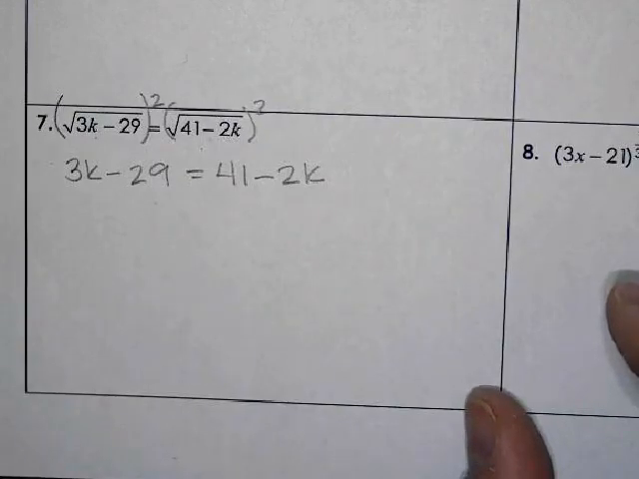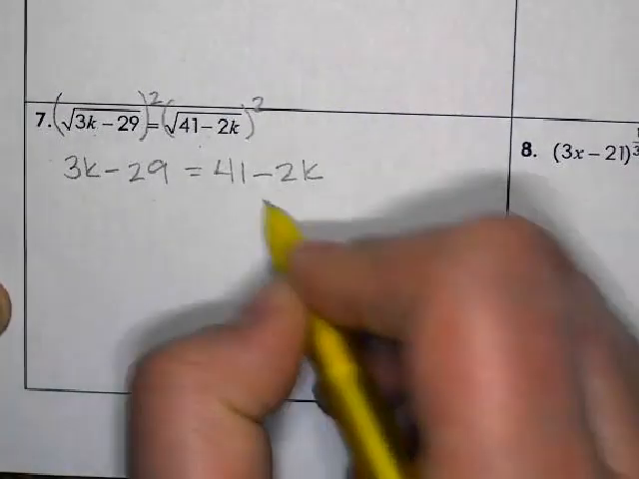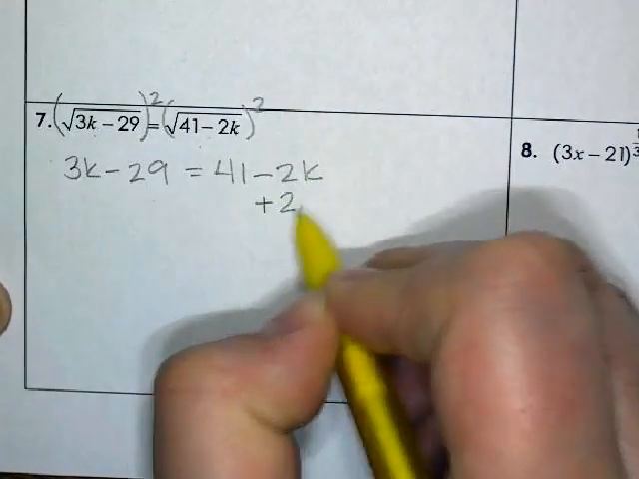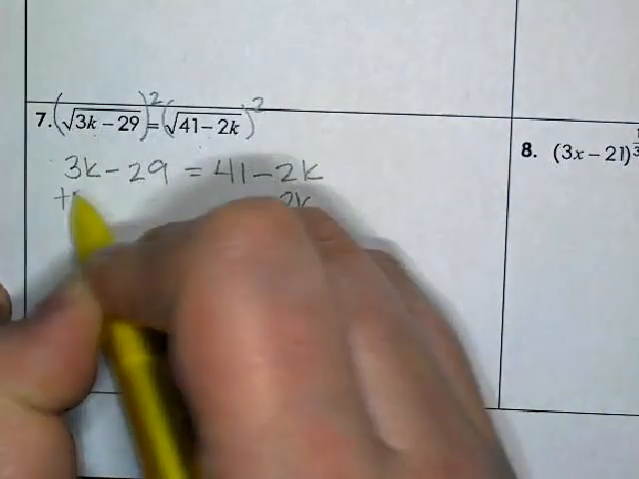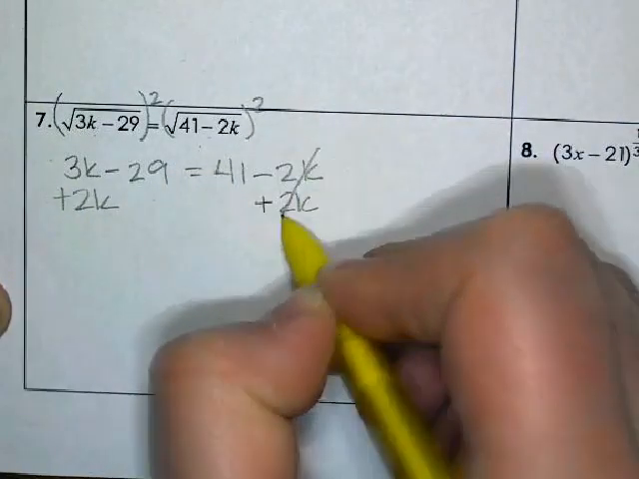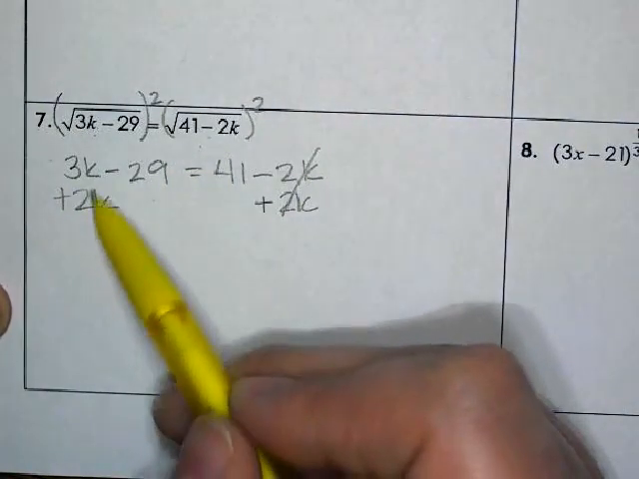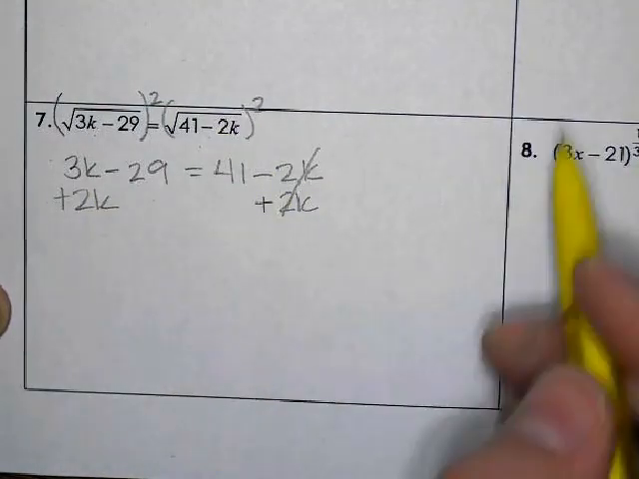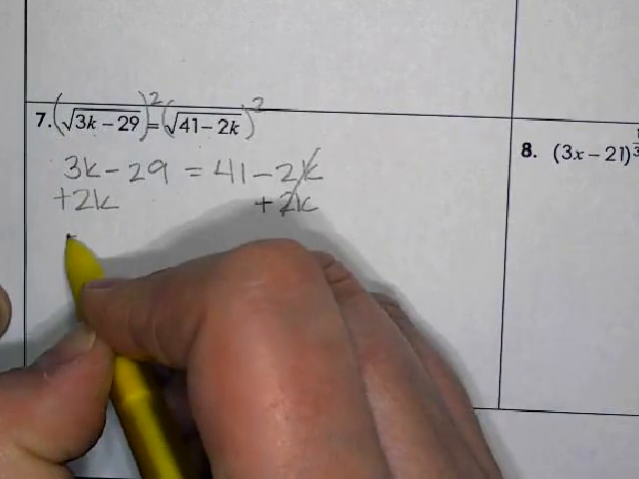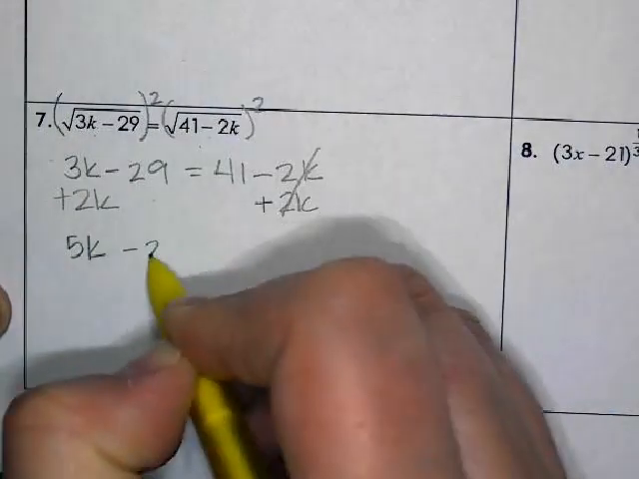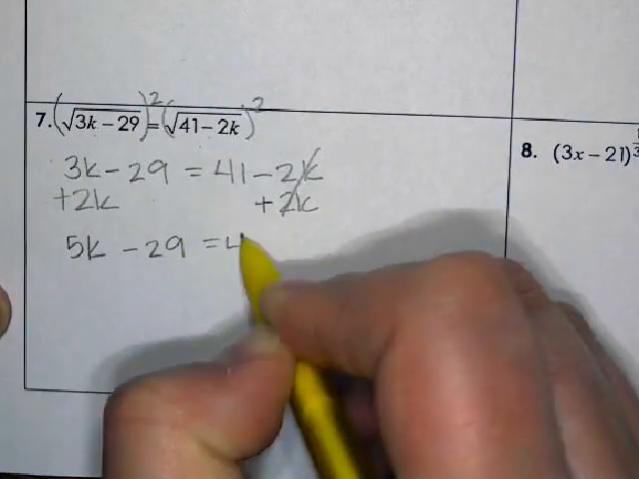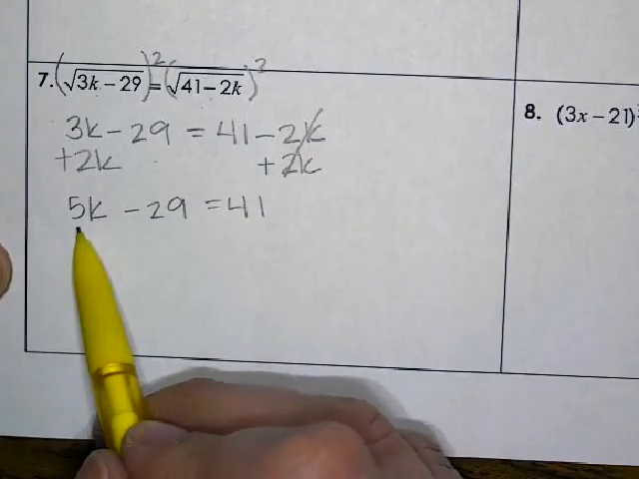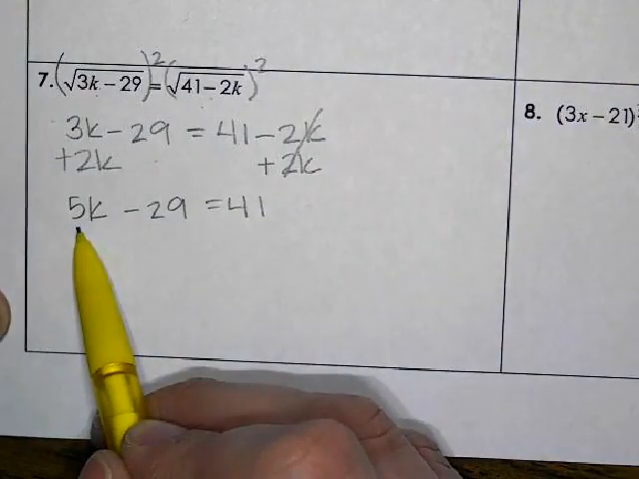Add the 2k. It does not matter which side. A lot of students will do what you just did, which is keep the k's positive. But it's okay if you do that on the left side or the right side. It doesn't really matter. Okay, so we have 5k minus 29 equals 41. And now I'm going to keep the 5k's over here. So what should I do with the 29? Add the 29.